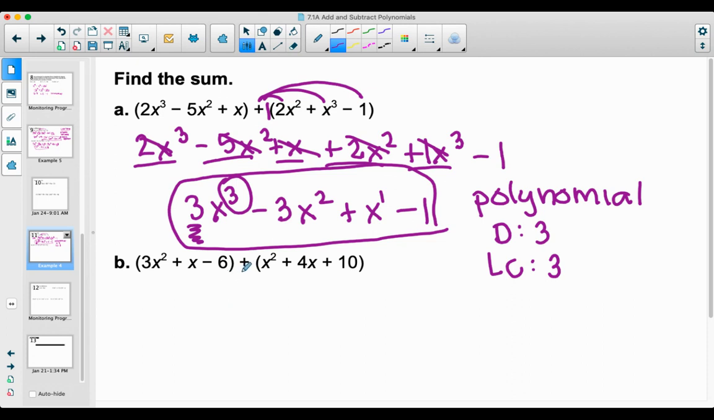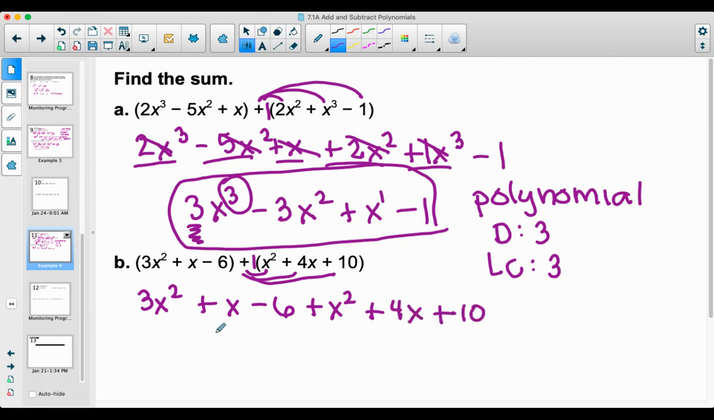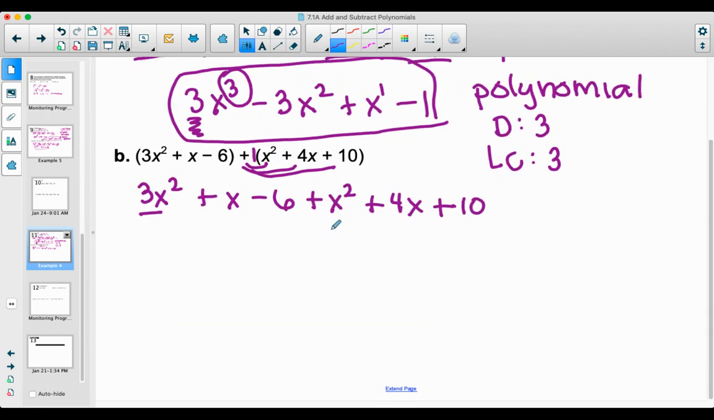Again, there's a plus sign. So when I distribute that plus, that's just a positive 1 right there. Not going to change it. So we have 3x to the second plus x minus 6 plus x squared plus 4x plus 10. And then we just start. Here's an x to the second power, and here's an x to the second power. That x has a 1 with it. So if I have 3 and 1, I have 4x to the second. So that takes care of those.